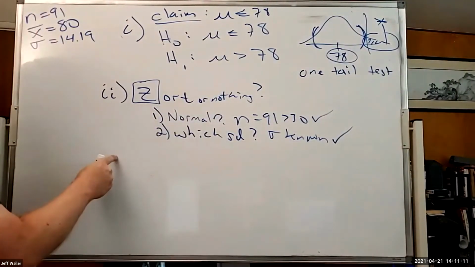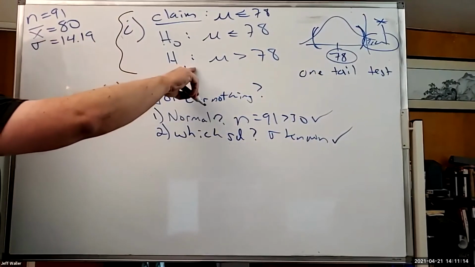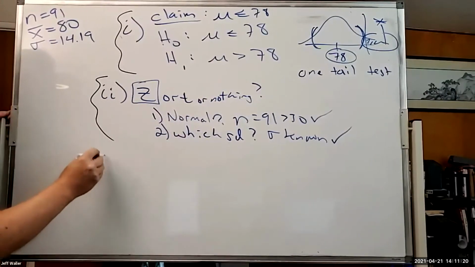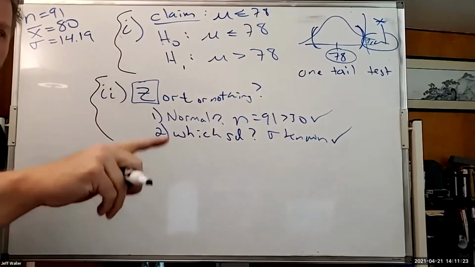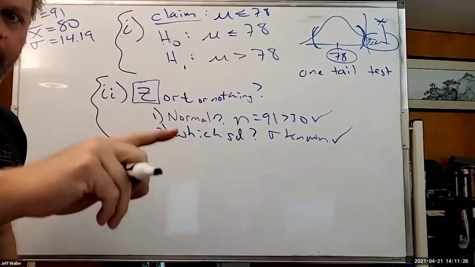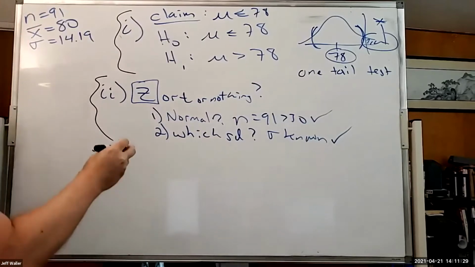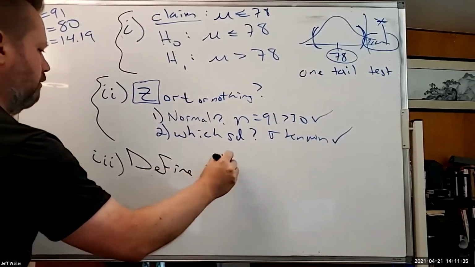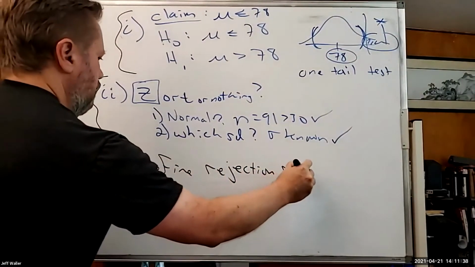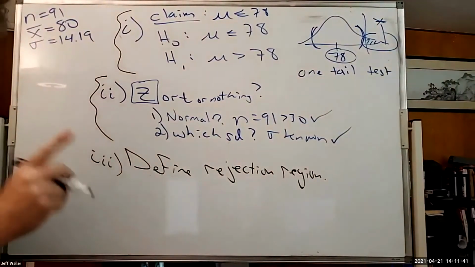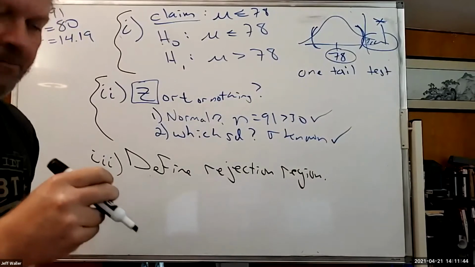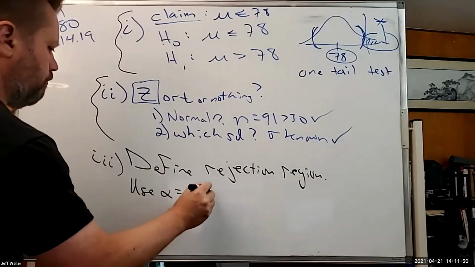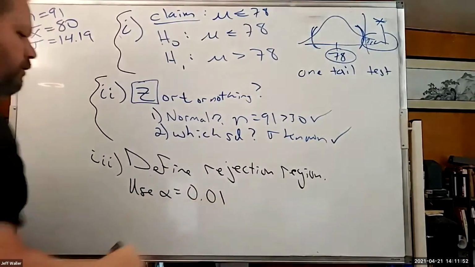So the next step. This step is, what are we talking about? This step is, what are we allowed to use to talk about it? This step is going to be, what is far enough away to show evidence? So this will be what I call define the rejection region. The one thing I haven't told us yet that I'm always going to have to give is an alpha. Let's say 0.01.